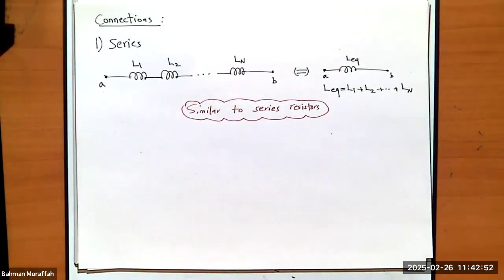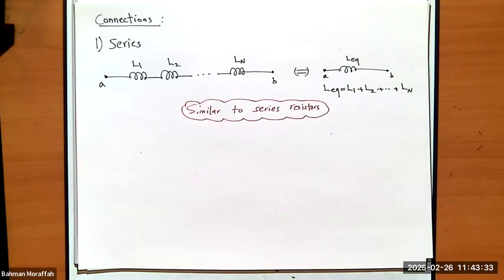Right? How do we find that L equivalent? It's exactly the same way that we found R equivalent. We know the current through L1 is the same as the current through L2, is the same as the current through Ln. And if I look at the voltage from A to B in the first circuit, that should be the same as the voltage from A to B in the second circuit, which is the equivalent circuit. In the first circuit, the voltage between A and B is V across L1 plus V across L2 all the way to V across Ln. Right? So I need to add them all up.